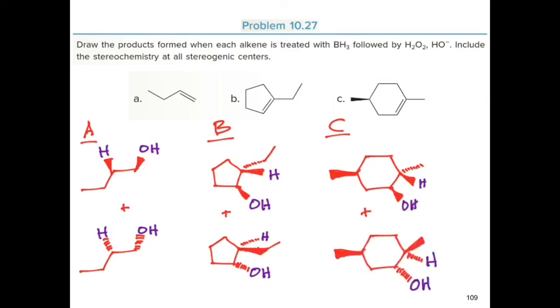And the second product is shown here. And now you can see that the hydrogen and the hydroxy group are oriented towards the back. And these two molecules right here, when you analyze their structures, you can see that they are not enantiomers, but rather diastereomers, meaning that they are non-superimposable, but not mirror images of one another. And so that's the very definition of diastereomers.